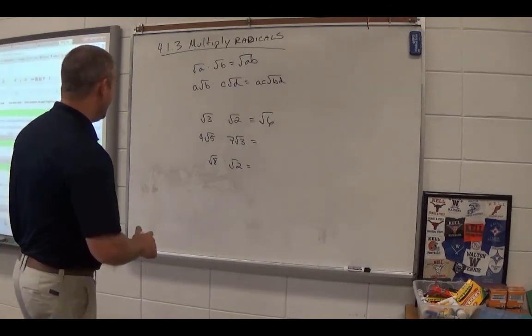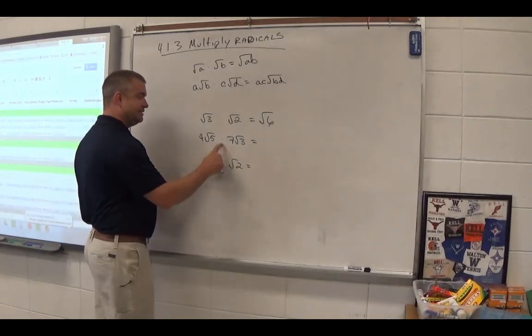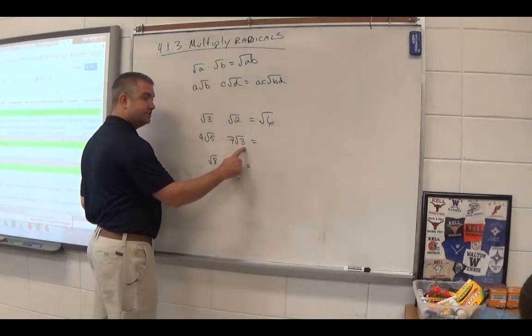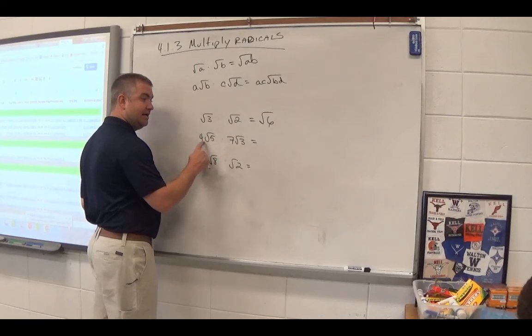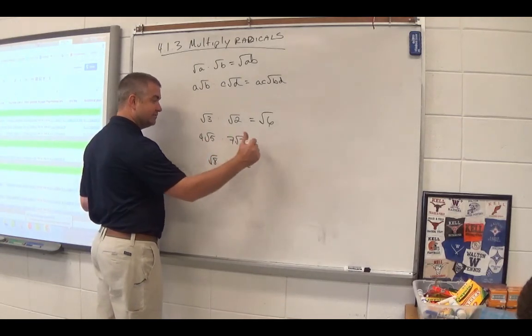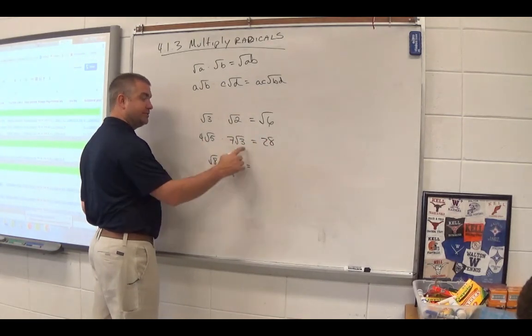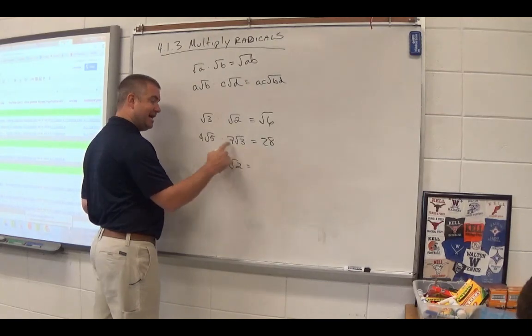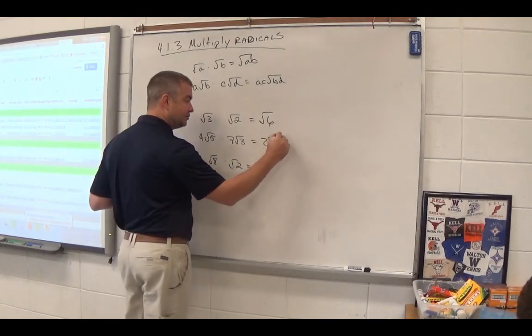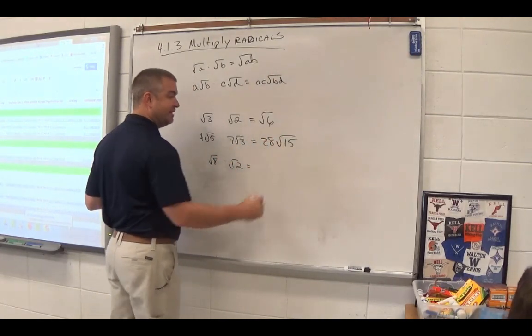You can multiply anything. Adding and subtracting, they got to be the same base. All right. How about 4 root 5 times 7 root 3? What's our saying? Multiply the outside. What's 4 times 7? 28. Then we multiply the inside. Root 5 times root 3 is the square root of 15.